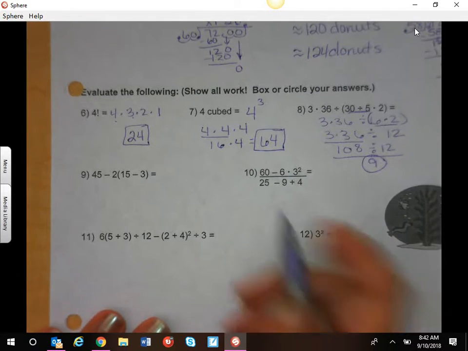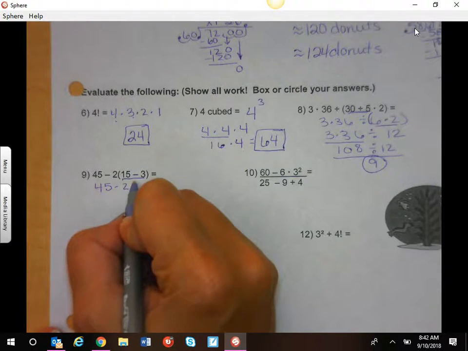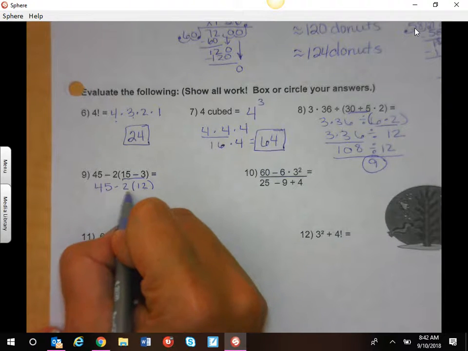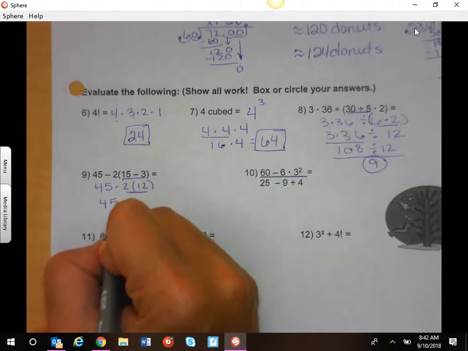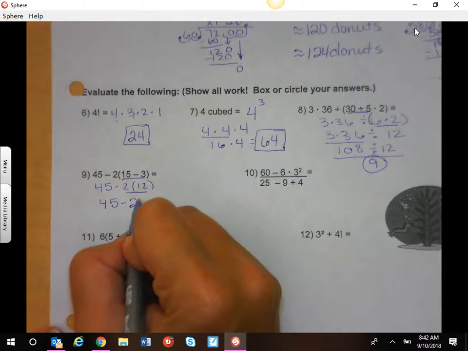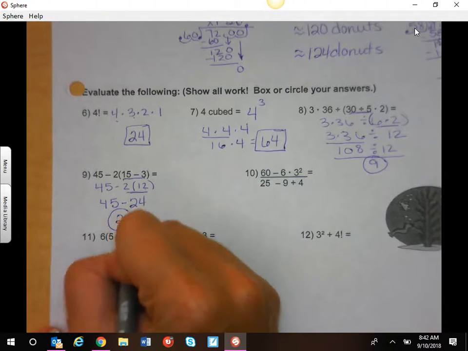Here again we have parentheses. So I'm going to go ahead and write everything out. 15 minus 3 is 12. And a number next to a parentheses means multiply, so I have to do that first. Do not say 43 times 12. You need to do 2 times 12 is 24. 45 minus 24 is 21.